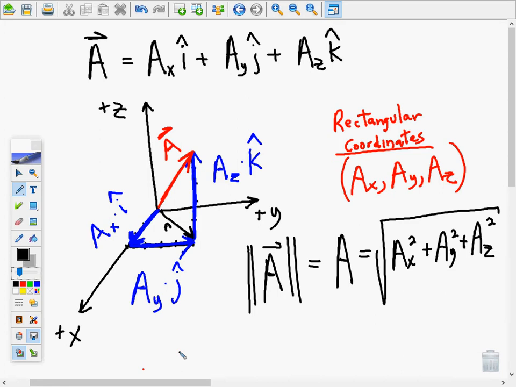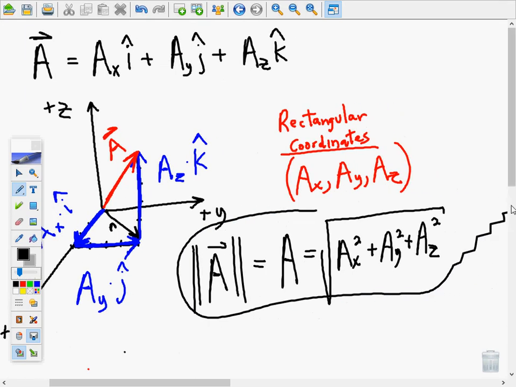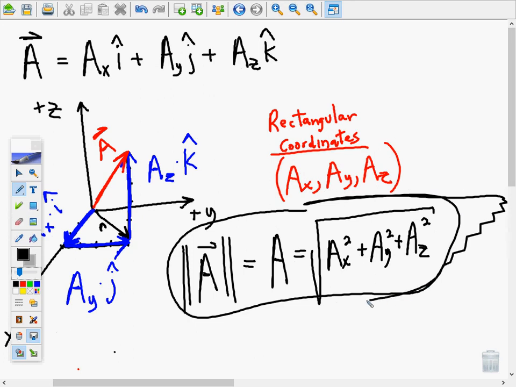And then once you have an expression for R in terms of Ax and Ay, you can find an expression for the magnitude of A by using Pythag again with R and Az. So prove this to yourself, that the magnitude of a three-dimensional vector is the square root of the sums of the squares of the components.